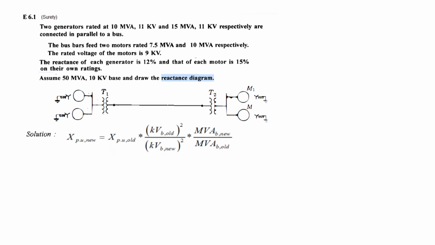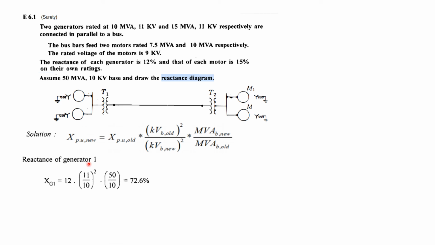So we'll use this formula. The reactance PU new is equal to reactance PU old, so it's PU or percentage, multiplied by kV old over kV new squared, and multiplied by MVA new over MVA old. So you have to just keep in mind that for the kV it is old divided by new, while for the MVAs it is new divided by old. So use this formula.